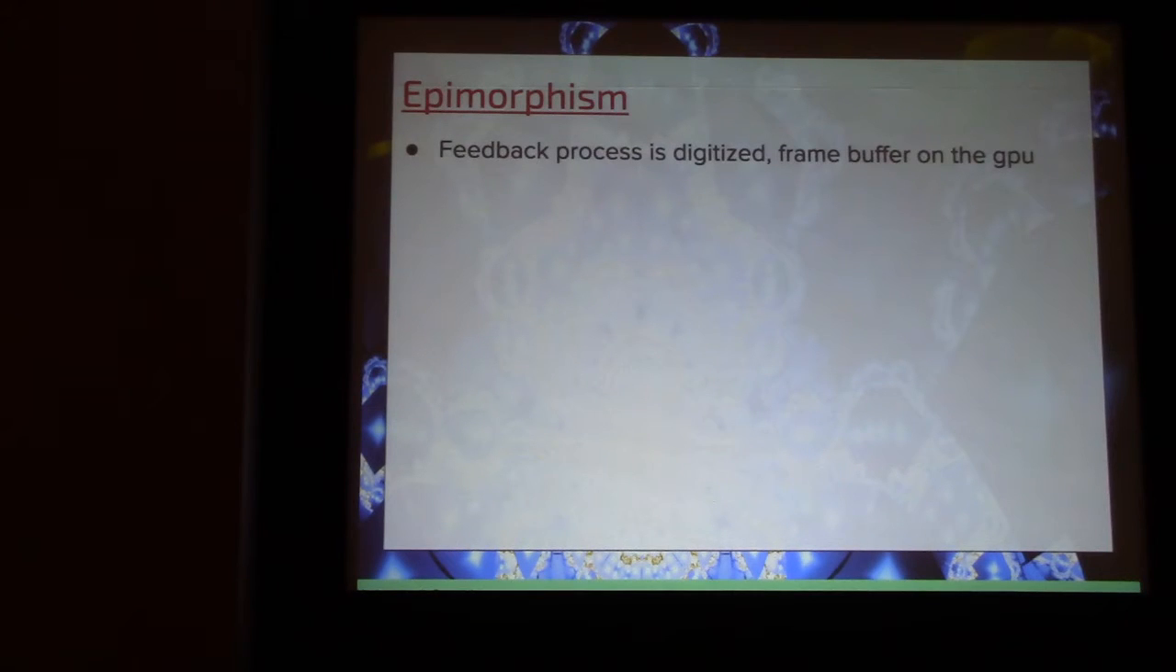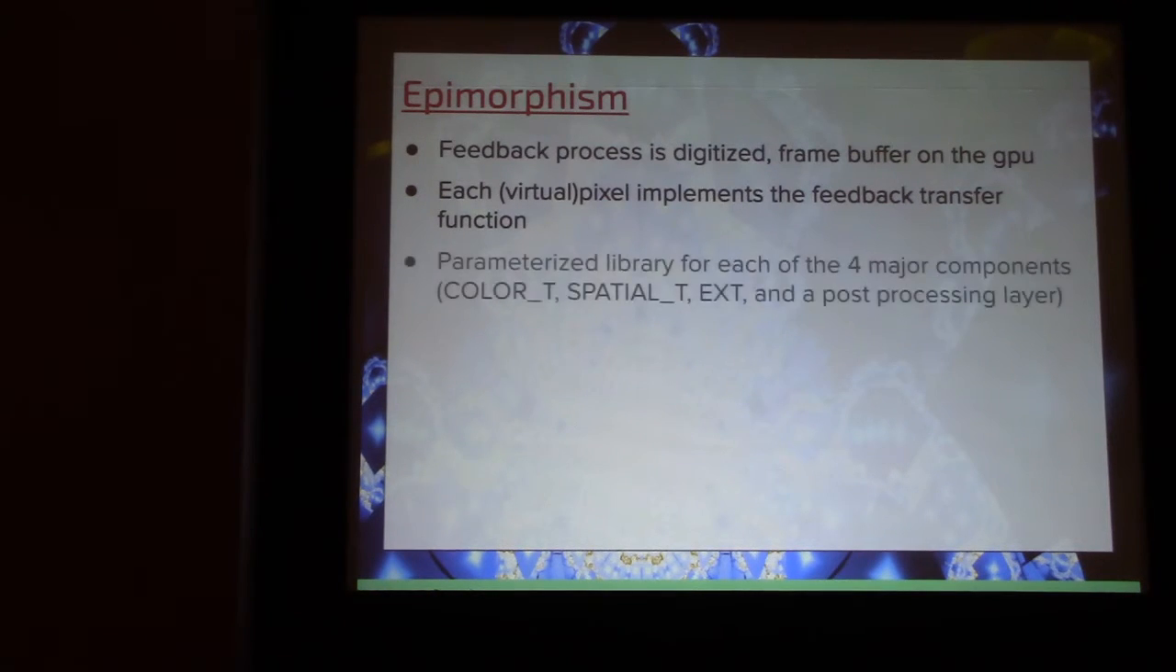In my software, the feedback process is digitized. A virtual frame buffer is maintained on the GPU. And each virtual pixel implements the feedback transformation that we just derived, or some particular parameterization of it, where the coloring transformation and the spatial transformation take on individual values in this library that I maintain. So in my software, there's basically libraries for all 4 of these components here, the 3 we discussed, and a post-processing layer. And these components are continually blending with each other and morphing around.